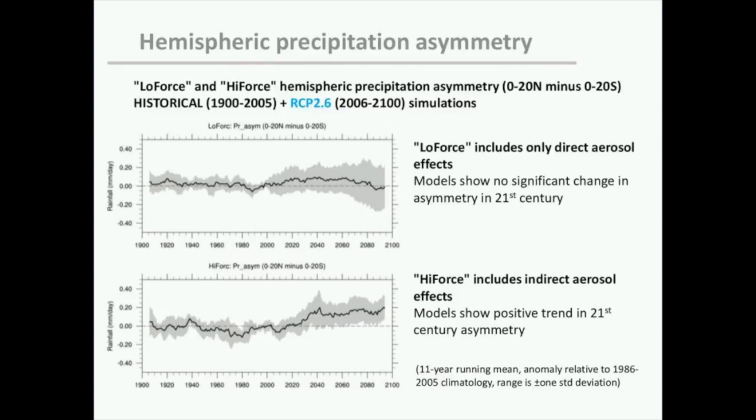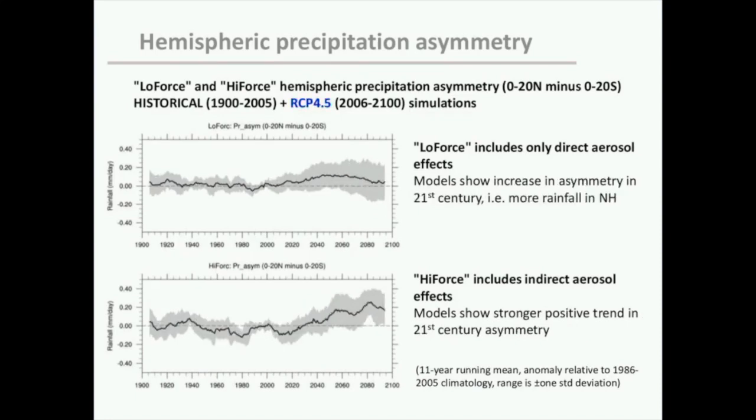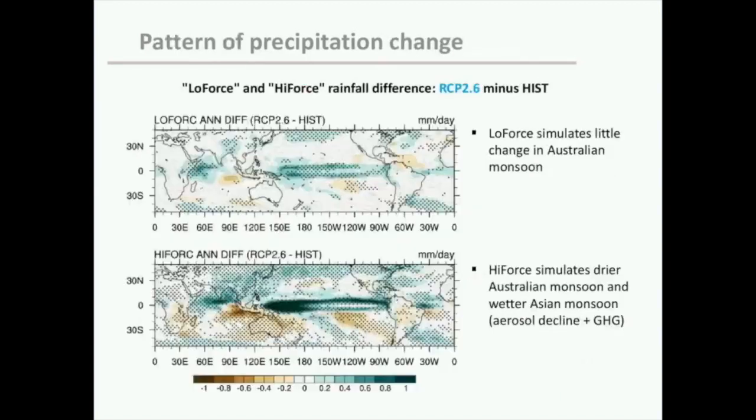Hopefully you can see that there's little change in the low force case, but the high force models are showing a positive trend, so the rainfall is basically shifting to the north in those models. In the future, in 4.5, there's a weak increase in asymmetry, a northward shift in the low force models, but quite a strong northward shift in the high force models. And once we get to 8.5, our high emissions case, you can see now that the high force models have a very strong asymmetry, a very strong displacement northwards of tropical rainfall.